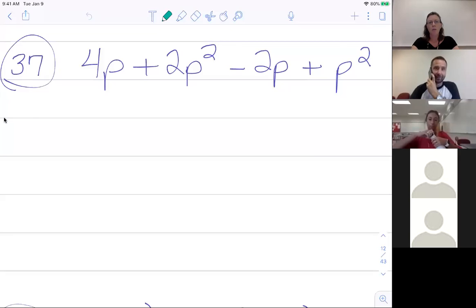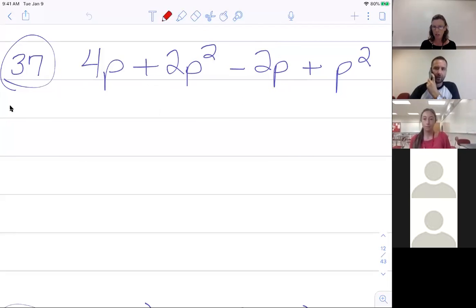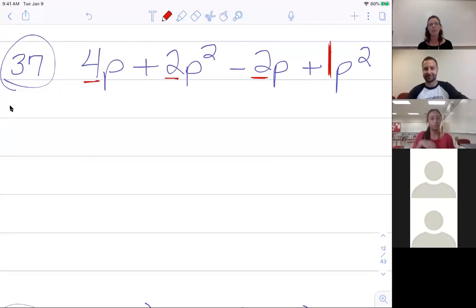Remember yesterday we were trying to look at terms and decide if they were like terms and then add them together. So if you look at number 37, we have 4p plus 2p squared minus 2p and then plus p squared. When I look at a problem, the first thing I do is look at the entire problem, and I'm noticing the coefficients. That was a term we talked about yesterday, the numbers in front. The last one doesn't have a number in front. It just says p squared. So I'm going to place that 1 in front so that I know there is a number there. And then we talked about like terms, and those are the ones that have the same letter and exponent.